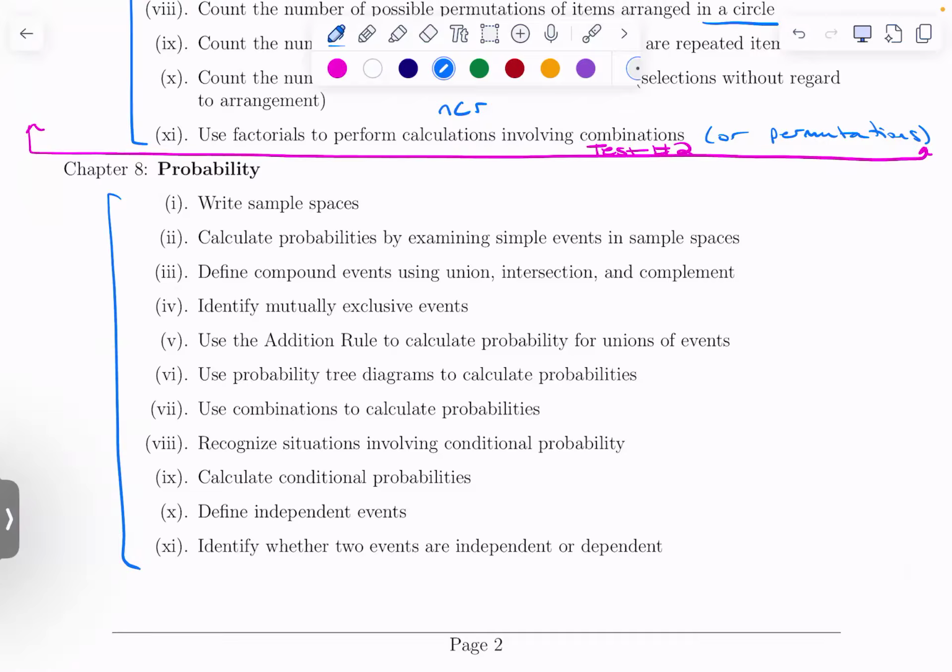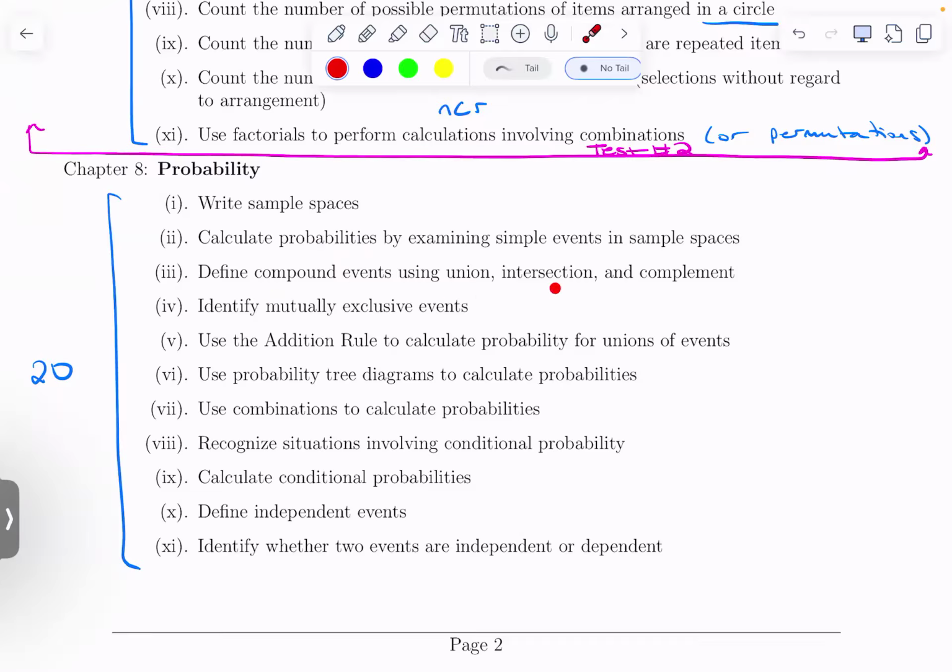We're looking at, what do I have here? Roughly 20 marks for probability. So for the new stuff that you haven't been tested on, that's what I want to do some practice with today, so that we can go through some of these problems together. Including writing sample spaces, calculating probabilities by examining events in sample spaces.